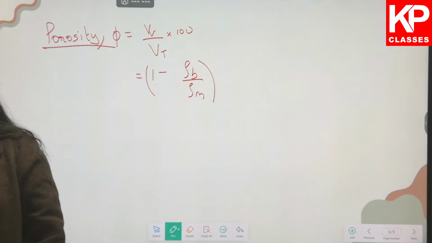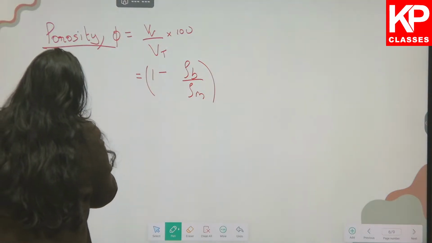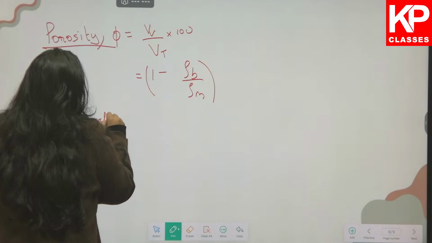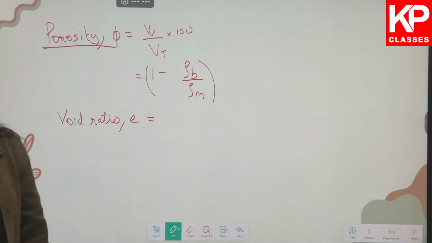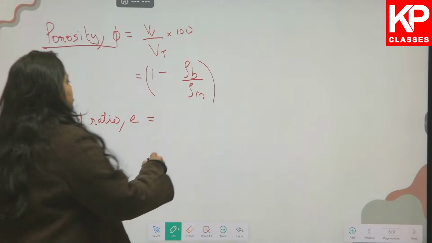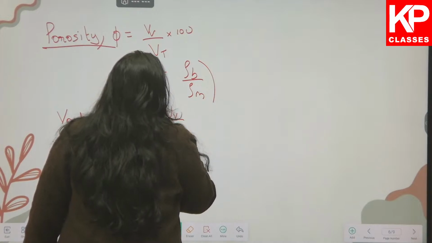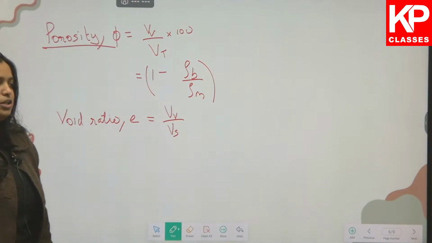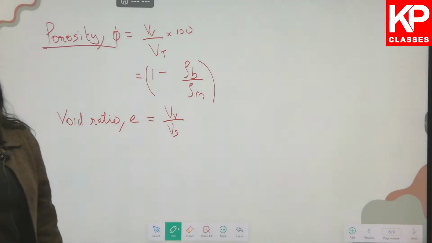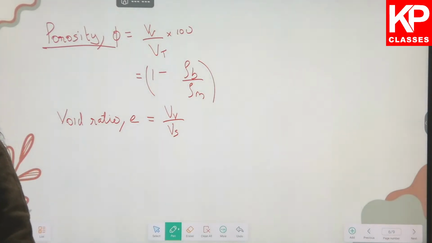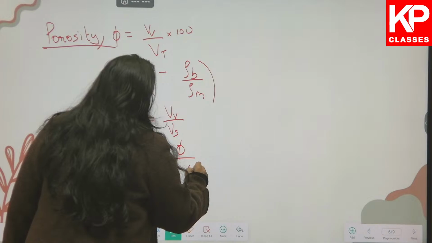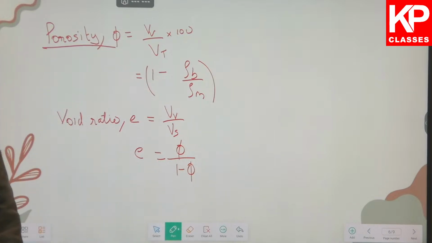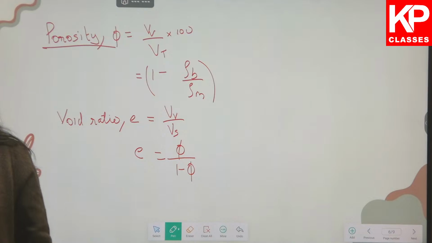After porosity, there is a terminology called void ratio. Void ratio is notated by the letter e. Void ratio is the volume of void to the volume of solids in the soil sample. There is a relationship between void ratio and porosity. Void ratio is equal to porosity divided by 1 minus porosity. This is the relationship between void ratio and porosity.